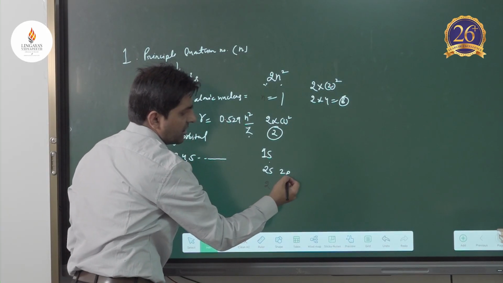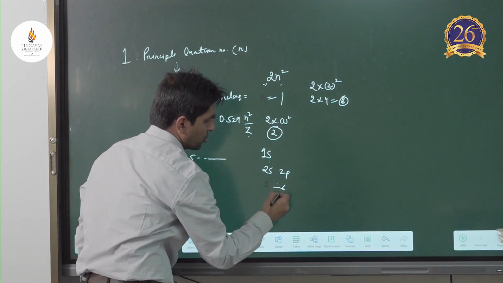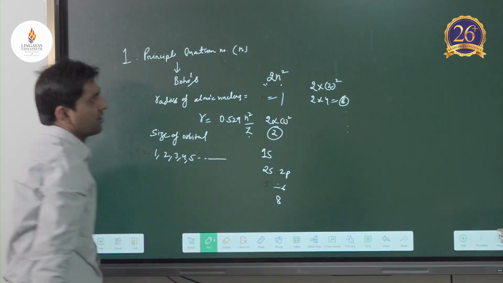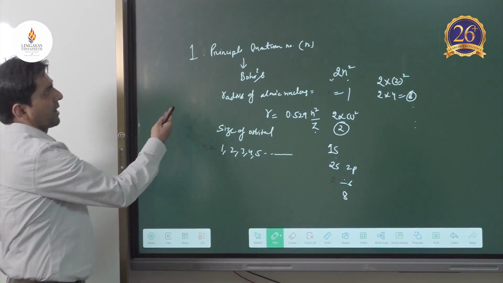In p orbital there are total 6 electrons. So total electrons in the second shell is 8. Okay, so that is how we can determine the principal quantum number.